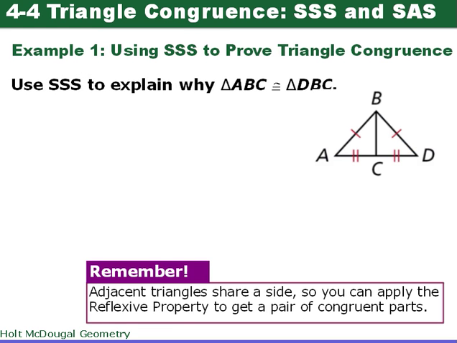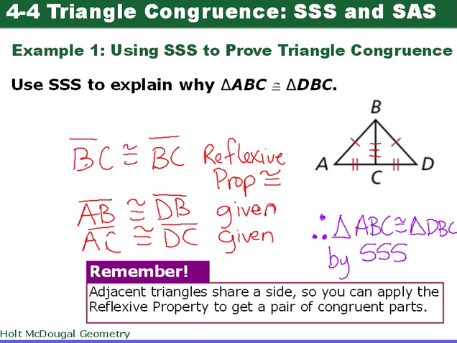Okay, so here we want to use side, side, side to explain why triangle ABC is congruent to triangle DBC. Okay, so we're given that segment AB is congruent to segment DB. So that's our statement here. And that segment AC is congruent to segment DC. And again, notice that the corresponding vertices are lining up based on how our triangles were named.